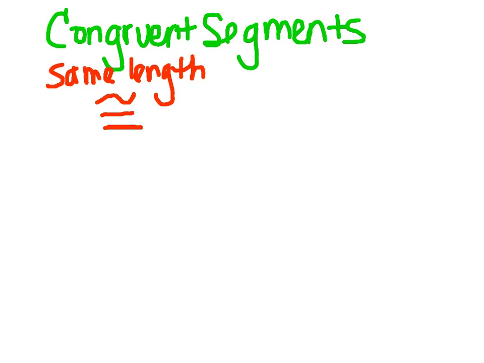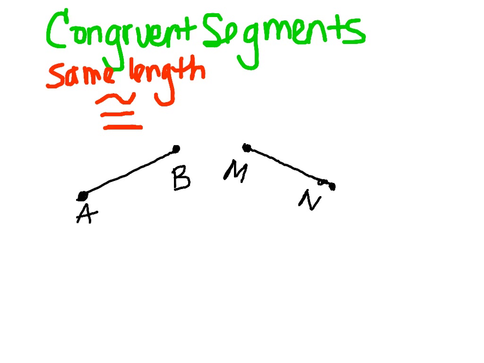Congruent means if I have 2 segments, let me draw 2 segments here. So I have this segment here, let's call that segment AB. And over here, I'm going to draw in, and let's call that segment MN. Let's say this one is 6, and this one is 6 inches, or whatever it might be. Those 2 segments are congruent.